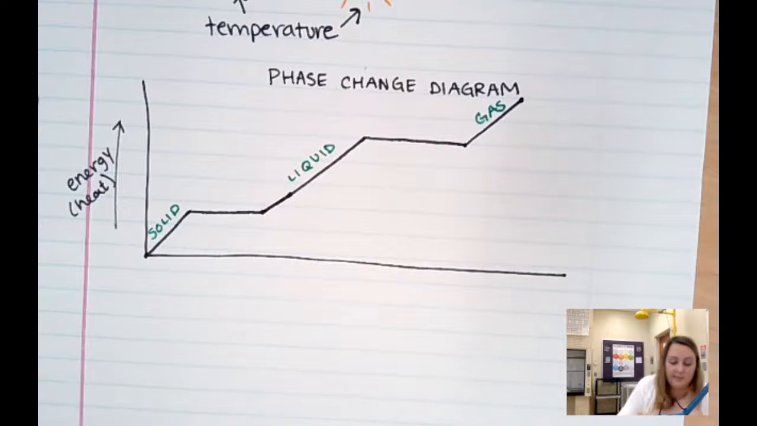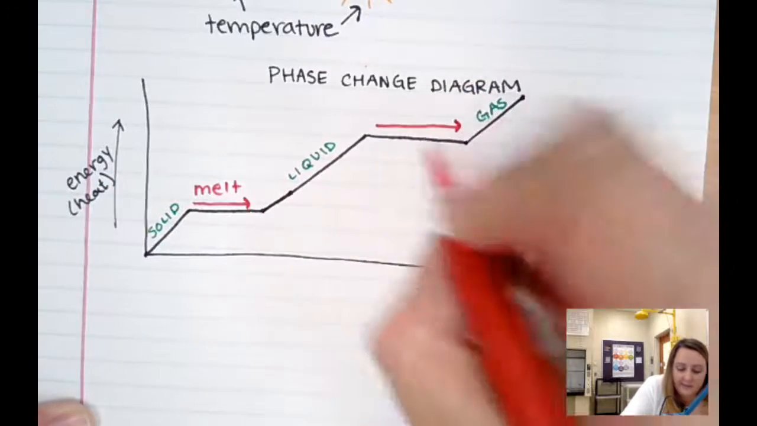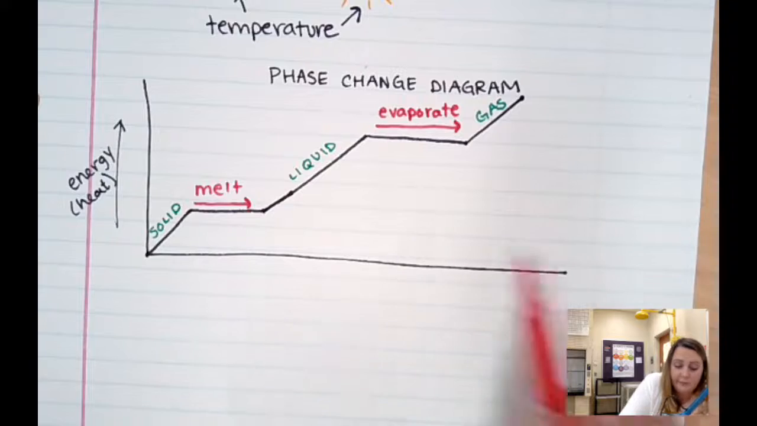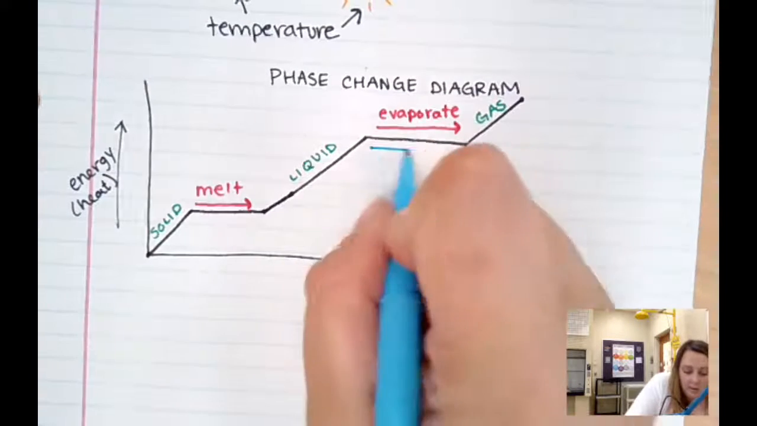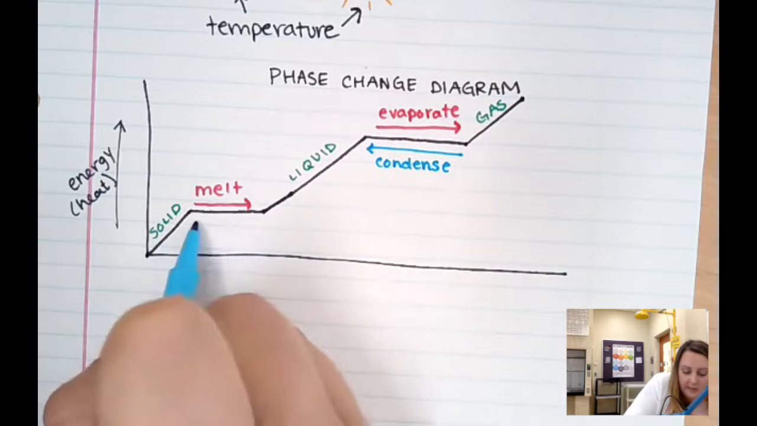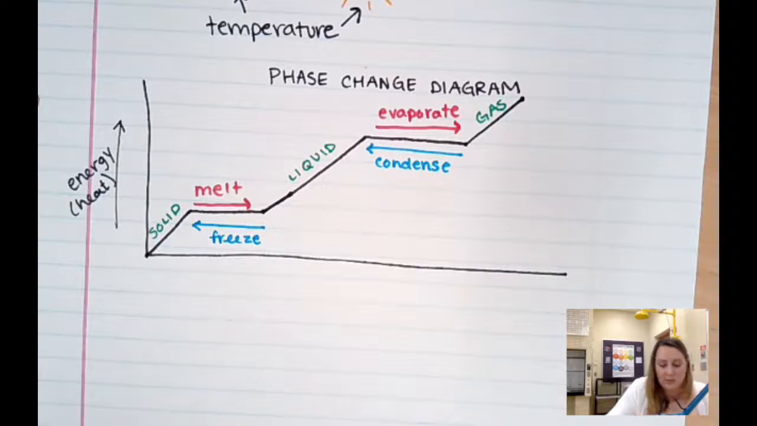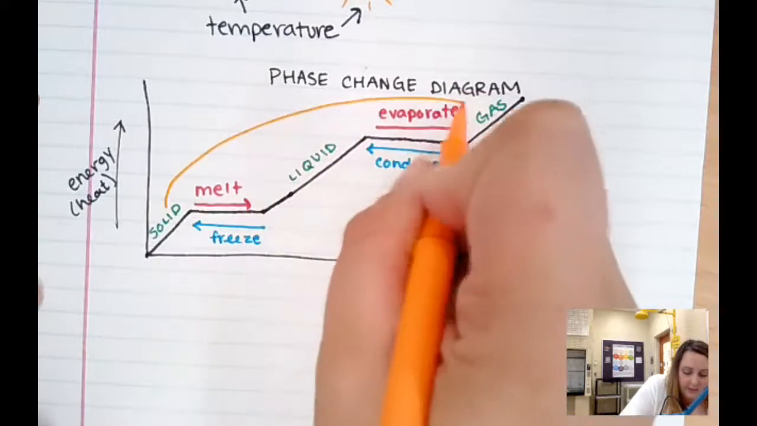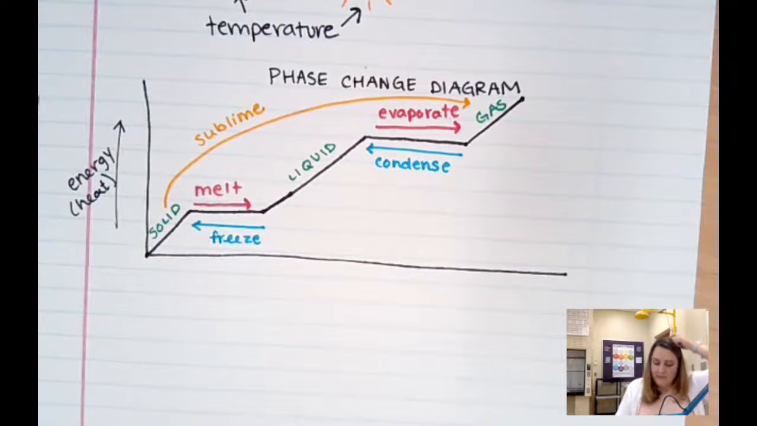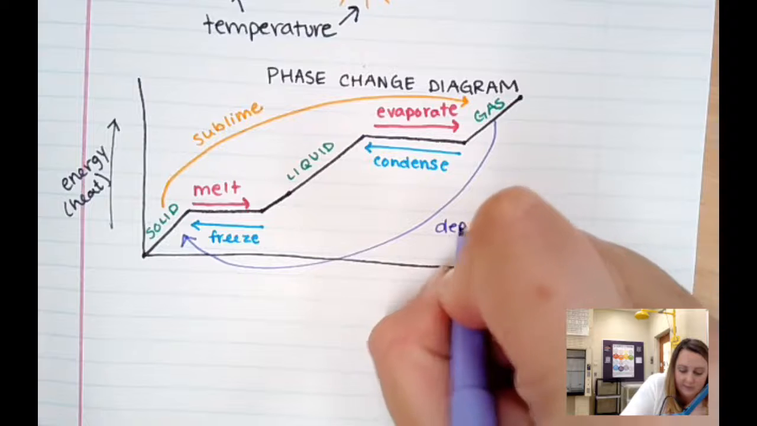If we are heating up the solid and it becomes a liquid, we call that melting. If we heat up a liquid and it becomes a gas, we call that evaporating or vaporizing. Now, if we cool down the gas and it becomes a liquid, that is condensing or condensation. And if we go from a liquid to a solid, that is freezing. And then, like I said before, the weird one, if we jump from a solid directly to a gas, that would be to sublime or sublimate. And then if we cool down drastically from a gas straight to a solid, that would be deposition or deposit.